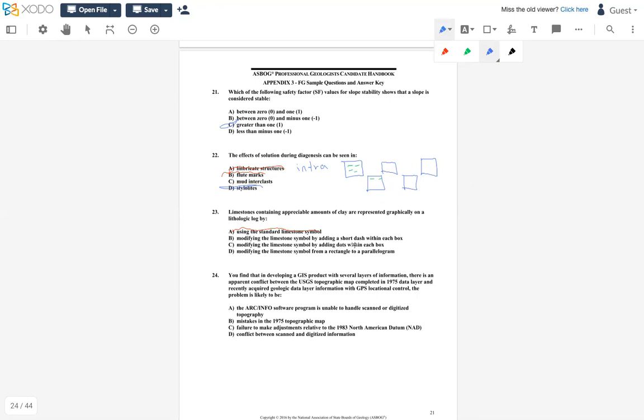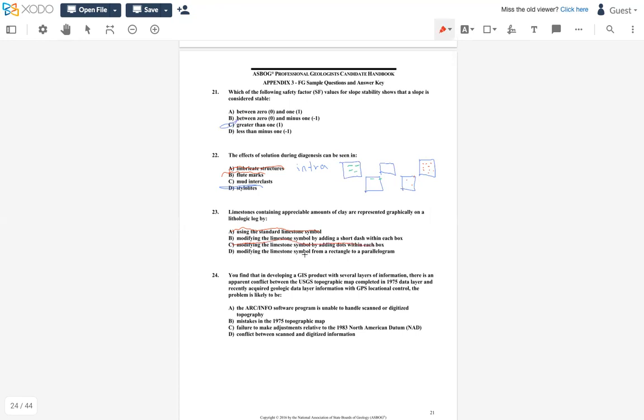Adding the symbol by adding dots within each box. So let's use red in another box. Let's see, so if I did that, oops, I guess I shifted it a little bit. So if I did that, what does that tell me? So that to me says a limestone with like some sand, which is not what we have here. So pretty confident that's not it.